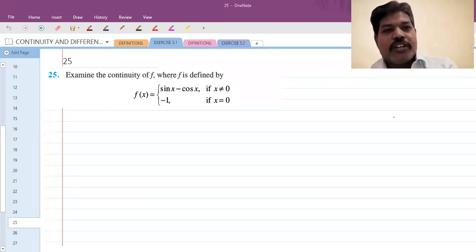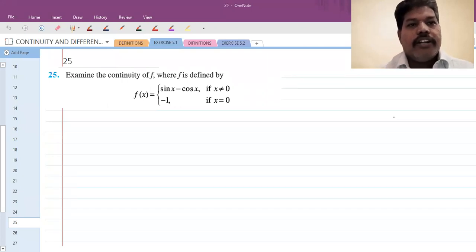See the next question. So question number 25. Examine the continuity of f, where f is defined by f of x is equal to sin x minus cos x if x is not equal to 0, and minus 1 if x is equal to 0. So they are asking you to examine the continuity of the function. That means whether the function is continuous or not. If it is discontinuous, you have to calculate where the points are.